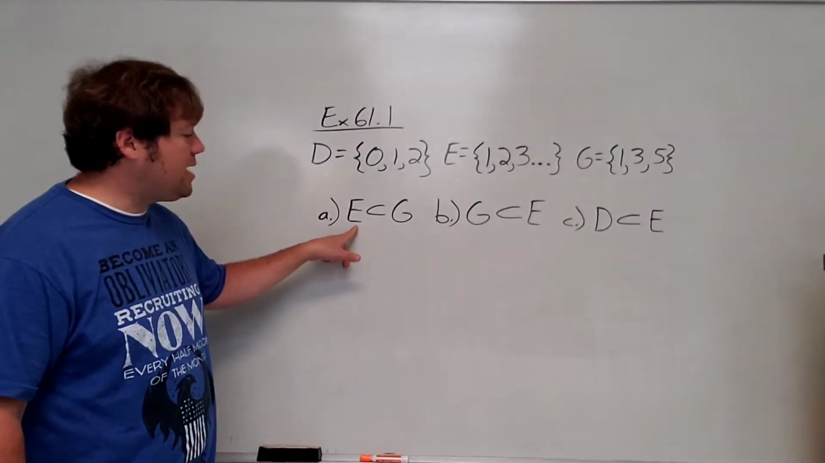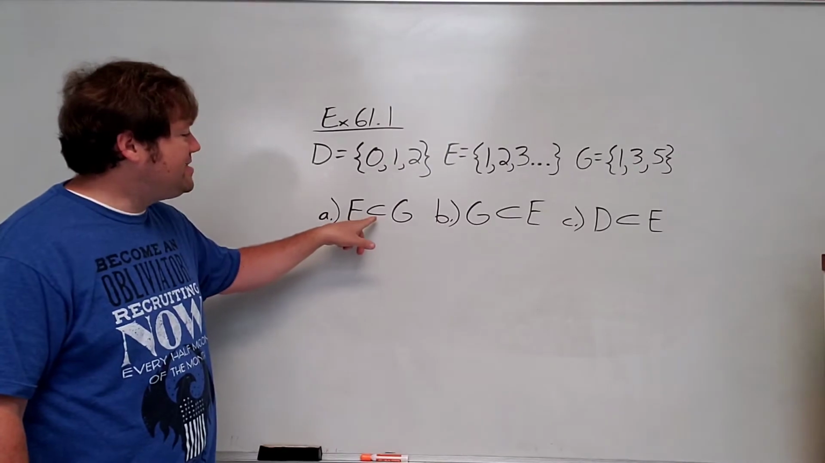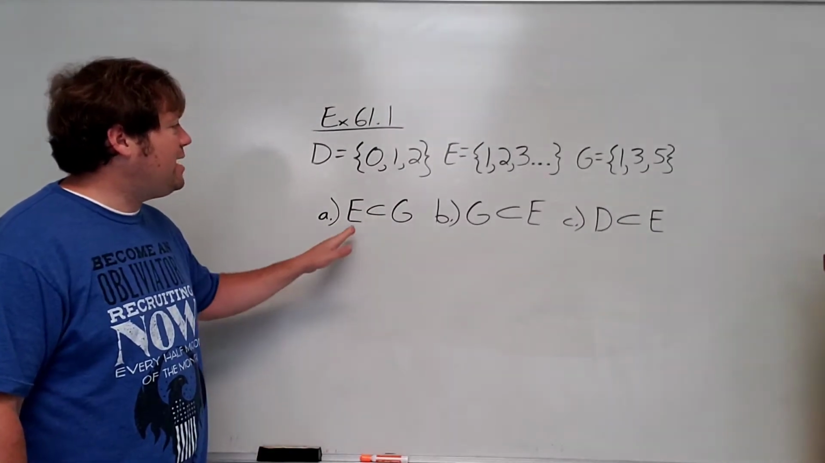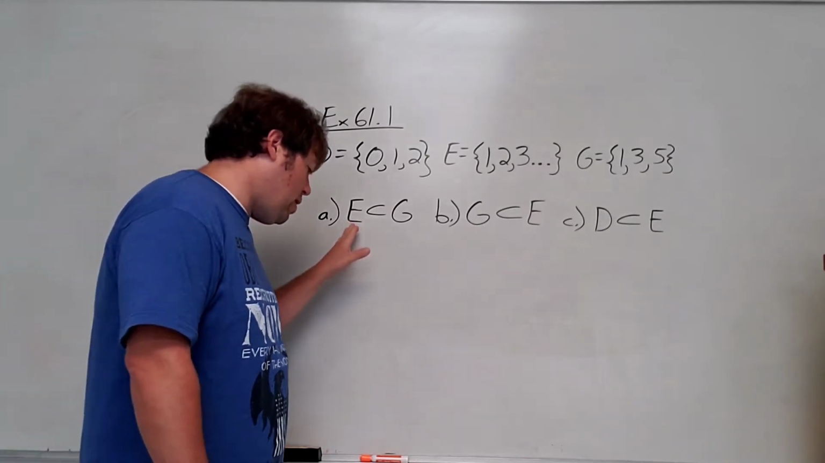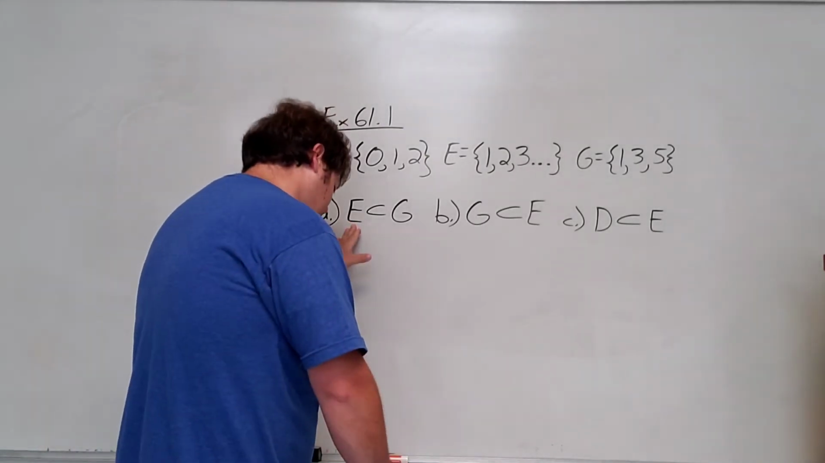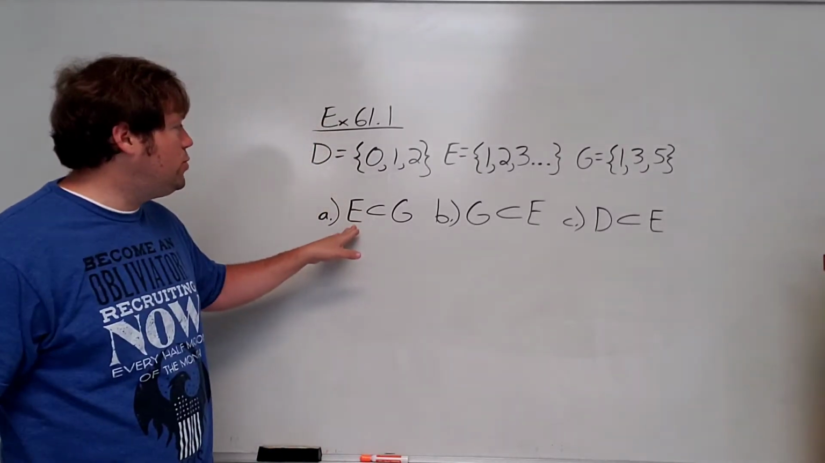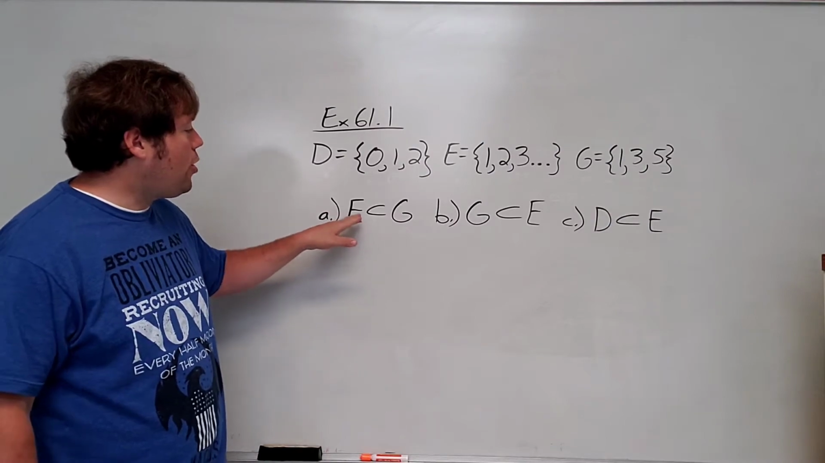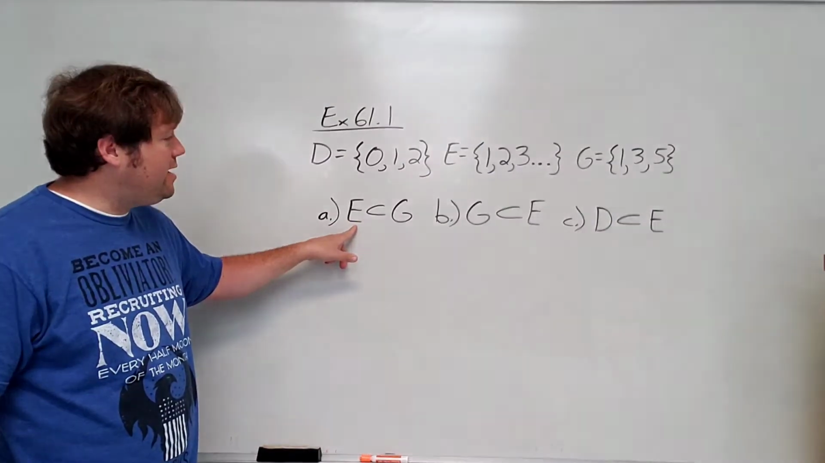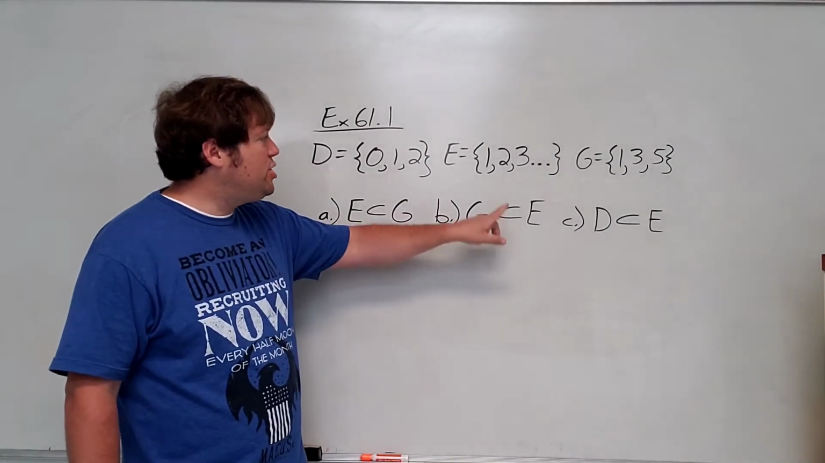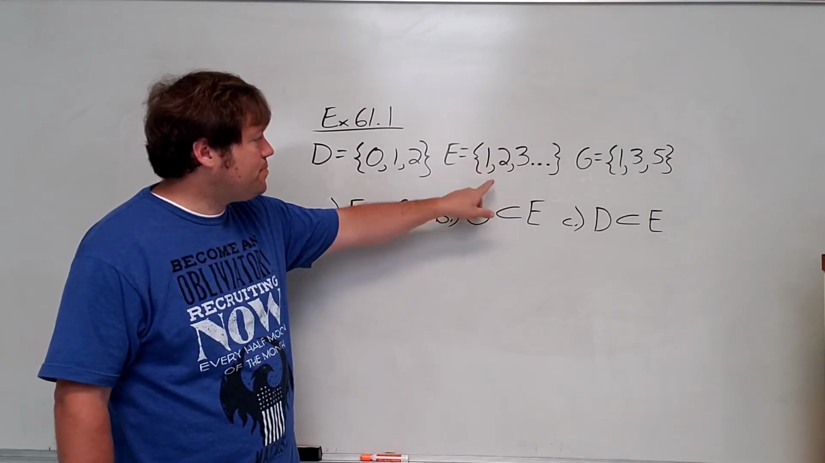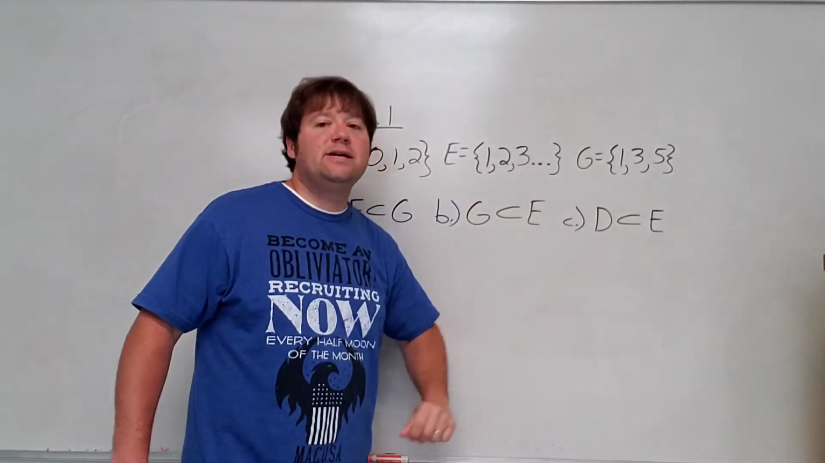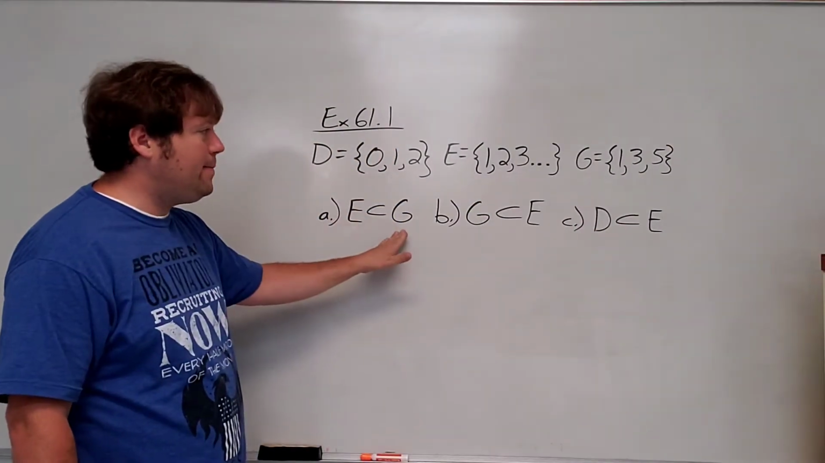So this first statement is saying E is a subset of G. And for that to be true, then all of the things in E have to also be in G. So let's see if that's true. Are all of the numbers in set E also in set G? Well, the 1 is, that's good, but the 2 is not. 2 is a member of set E, but it's not in set G. So E cannot be a subset of G.